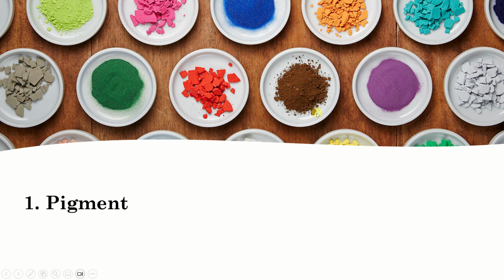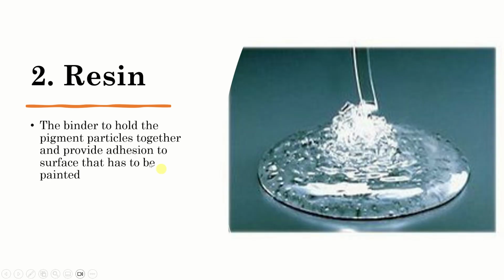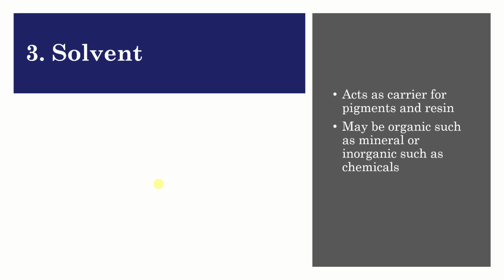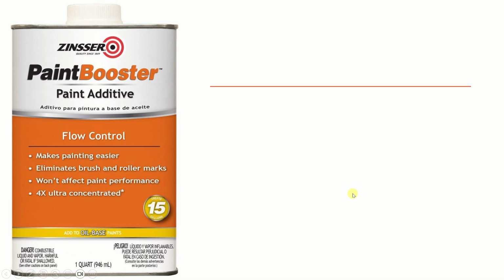Pigment is simply a coloring substance, added in order to give the required color to the paint. Let us see resin. It is a binder to hold the pigment particles together and provide adhesion to the surface that has to be painted. So it is kind of the body. Solvent acts as a carrier for the pigment and resin. It may be organic such as mineral or inorganic such as chemicals. So it is a thinner for the paint.